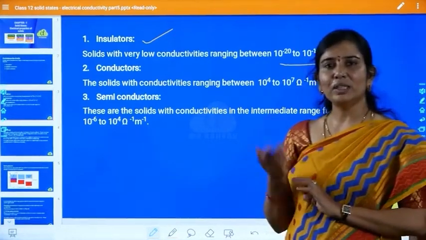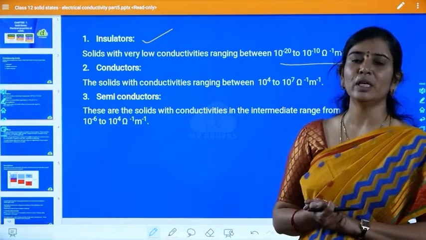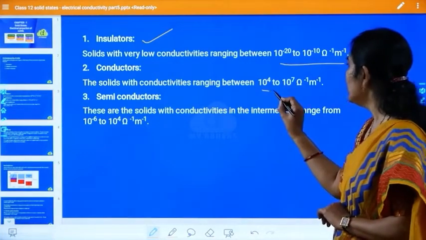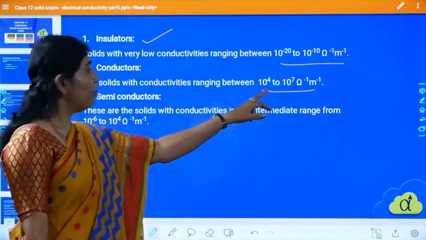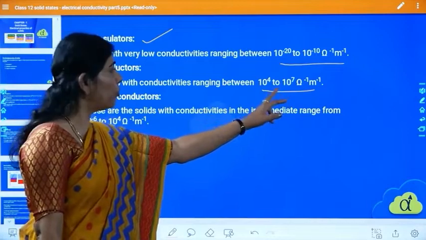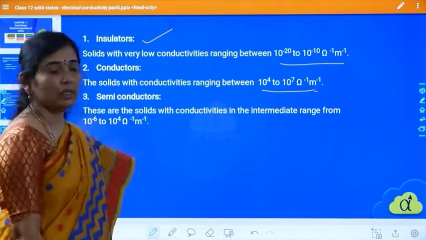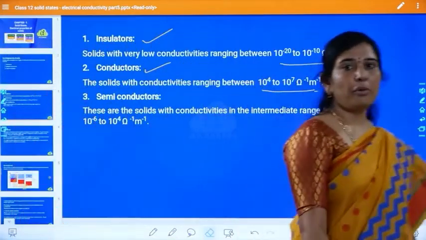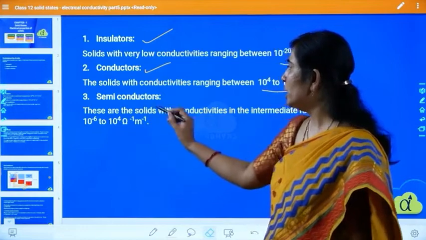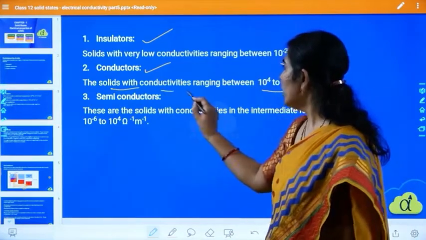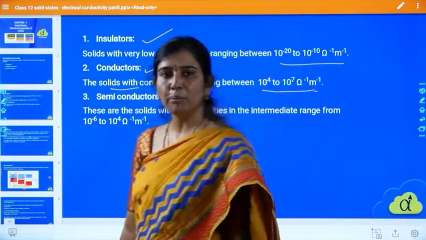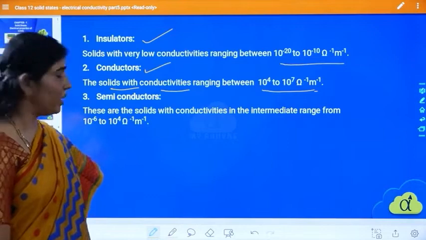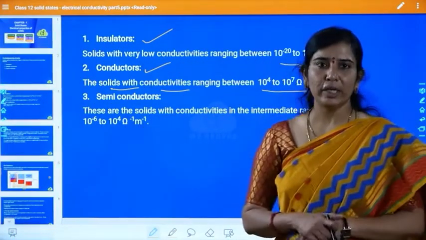Now, what is the second type of solids based on their electrical conductivity value? There are some solids in which the conductivity range is between 10 power 4 to 10 power 7 ohm inverse meter inverse. Such solids we call conductors. What do you mean by conductors? They are the solids that have good conductivity, in the range 10 power 4 to 10 power 7. You know very well, metals are very good conductors, right?